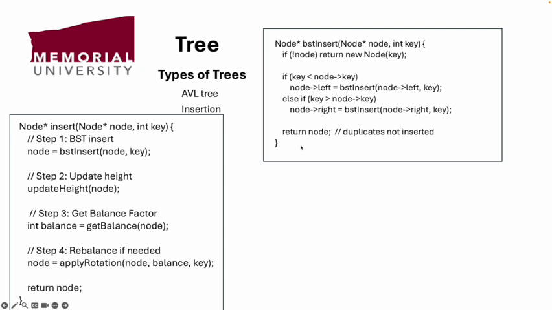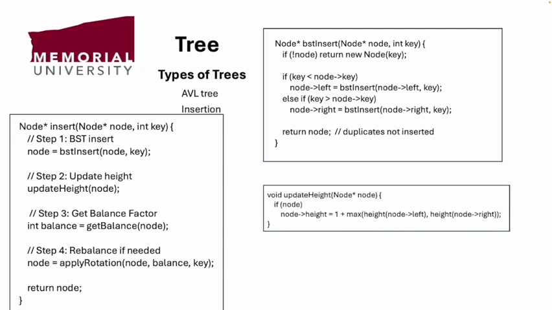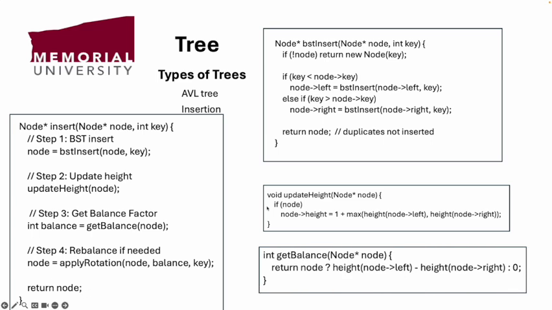First, recall the binary search tree insert. Okay, we know that. This is update height. How to get the height? It's recursive, right? Find the max of the heights, and we can make the update. Get balance is pretty straightforward: the height on the left side minus the height on the right side.